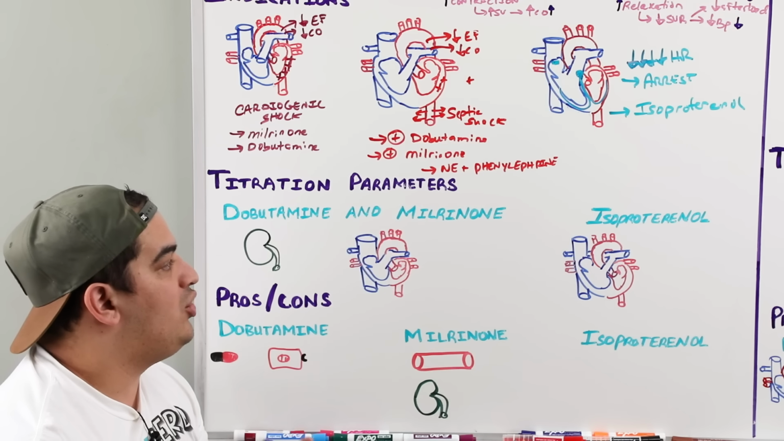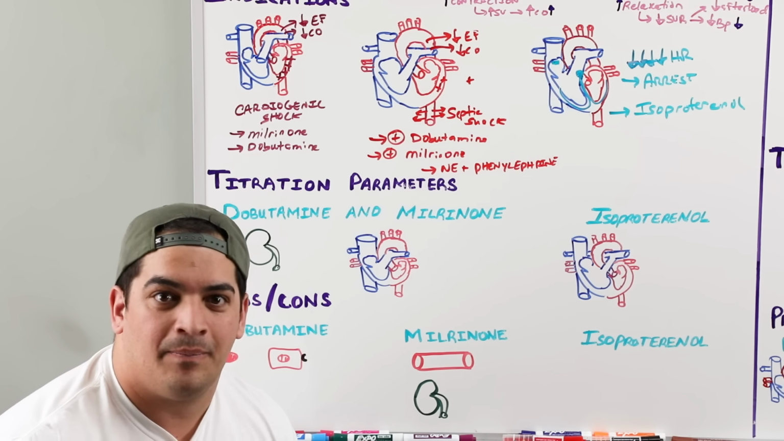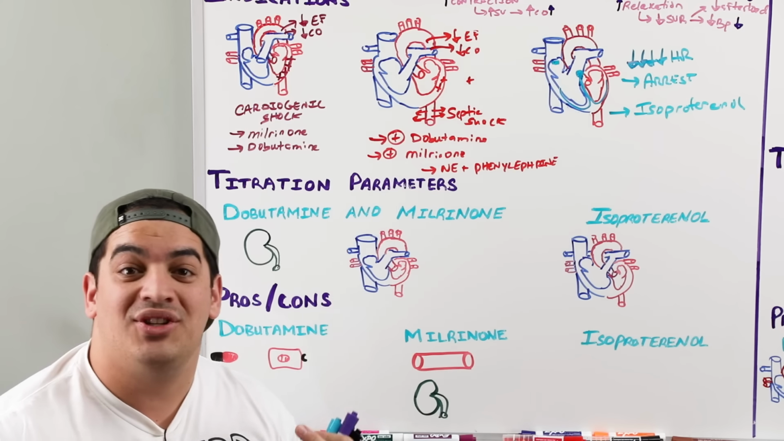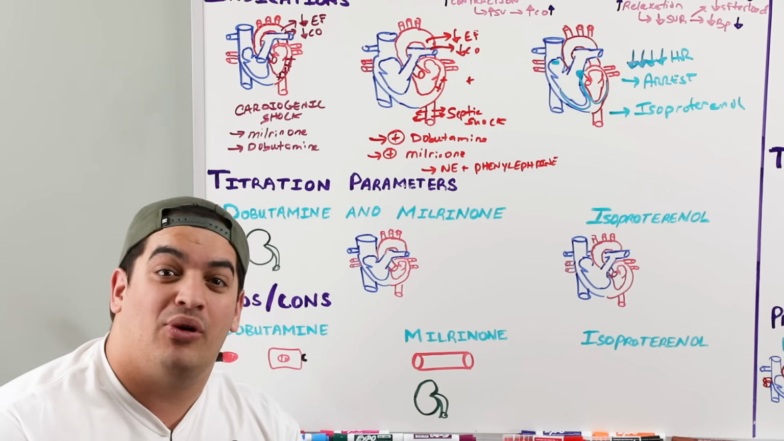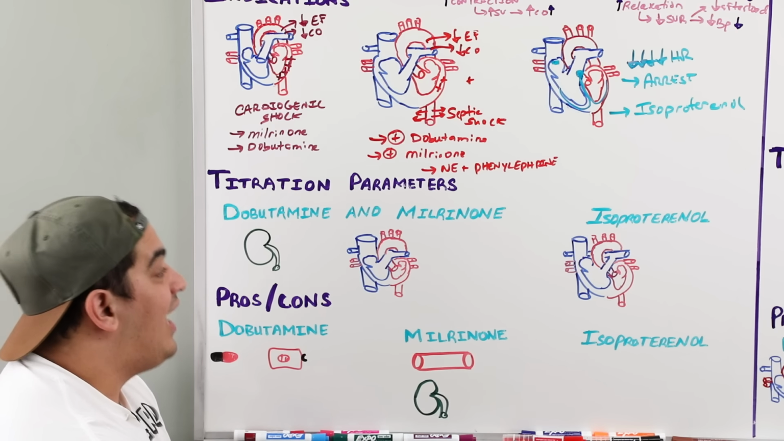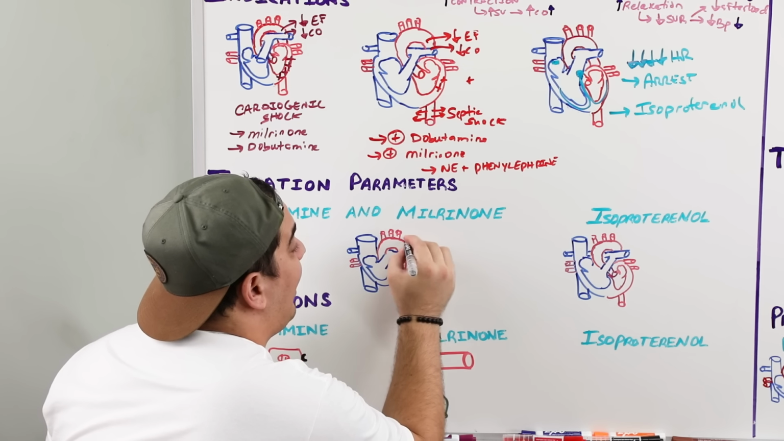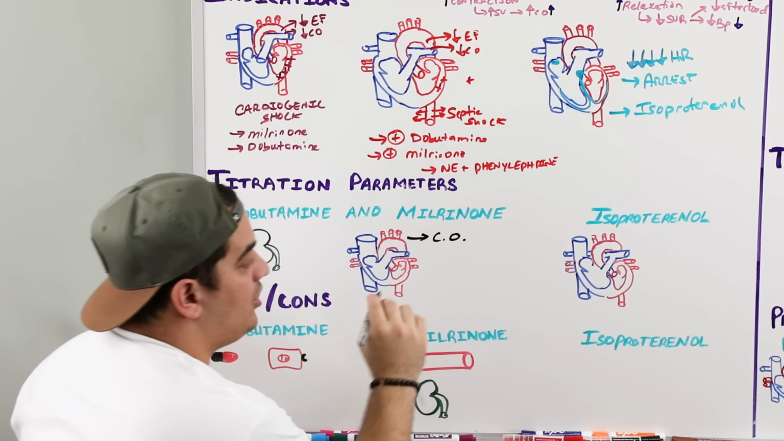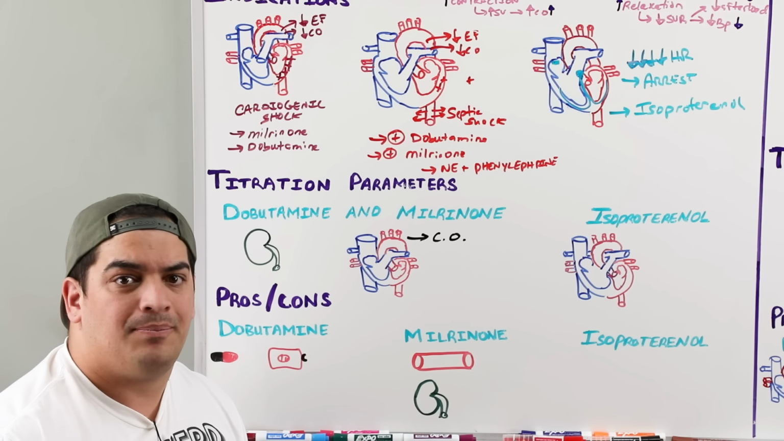What should you titrate Dobutamine and Milrinone against? What do they do? They increase your stroke volume, your cardiac output, increasing your heart rate. So you should titrate them to cardiac output. So you titrate these drugs to cardiac output. How do I do that?